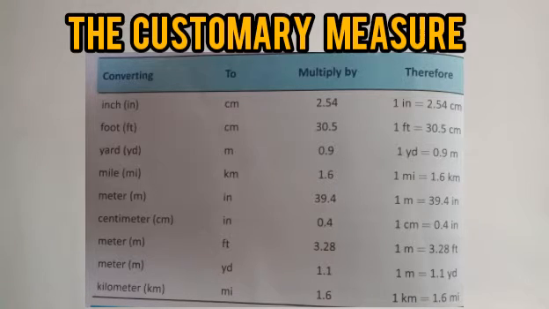1 meter is equal to 39.4 inches. 1 centimeter is equal to 0.4 inch. 1 meter is equal to 3.28 feet. 1 meter is equal to 1.1 yard.